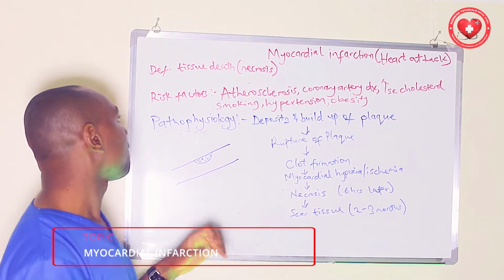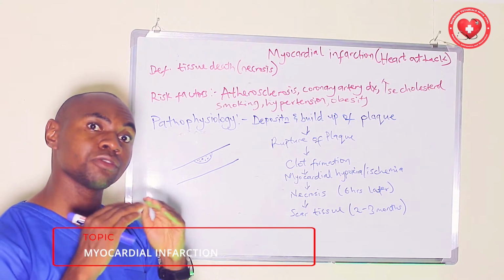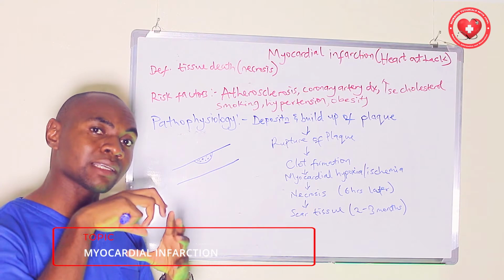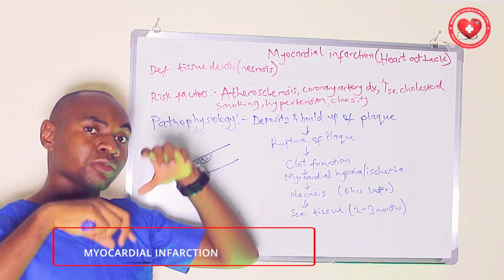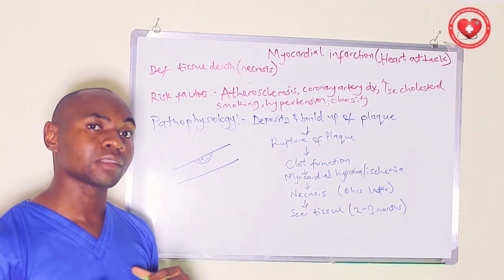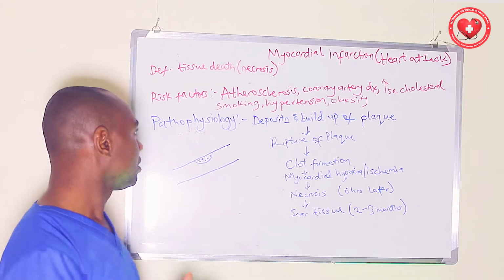Now, this myocardial infarction most likely is going to be regional, that is, localized. Sometimes you have myocardial infarction build up at different portions of the heart, but majorly it is localized at maybe one region of the heart.